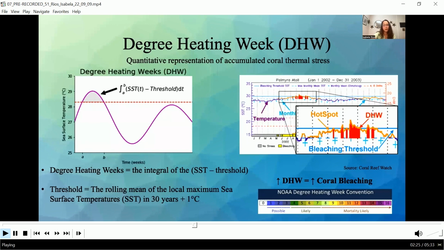Degree heating weeks, or DHW, was the measurement used to quantify accumulated coral thermal stress. On the left is a simplified graph that depicts the DHW calculation. The thermal threshold, which you'll find as a red dotted line, is a numerical representation of what a normal summer temperature looks like for a Caribbean reef. Anything above the threshold is considered a degree heating week.